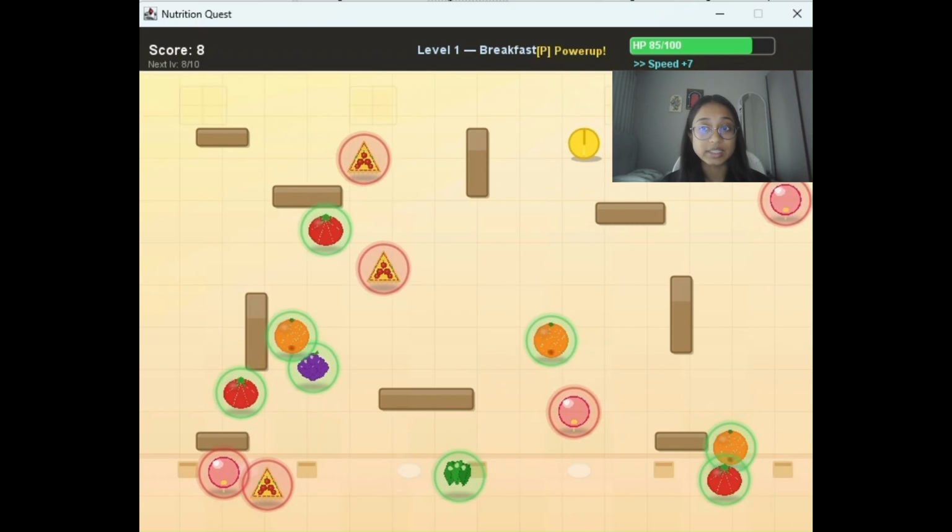The food items move differently depending on their type. Healthy food moves more gently, while unhealthy foods move more aggressively. This is implemented using the strategy pattern, allowing movement behavior to be changed without modifying the core entity.